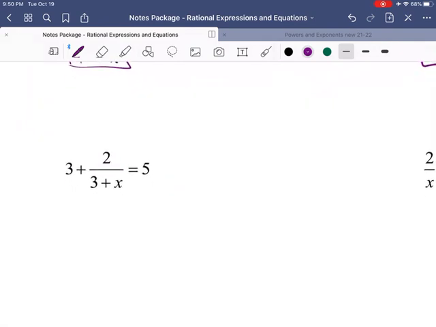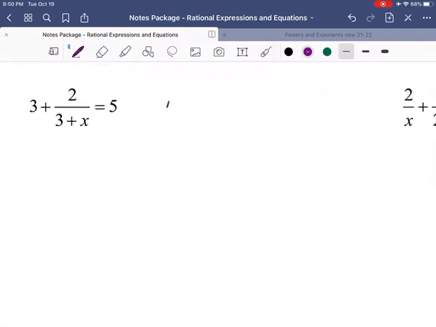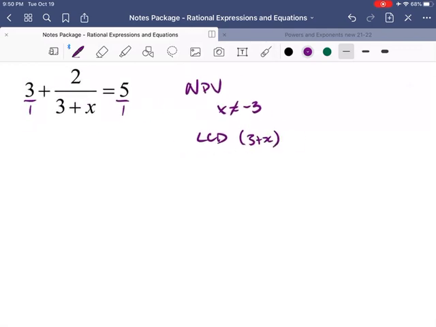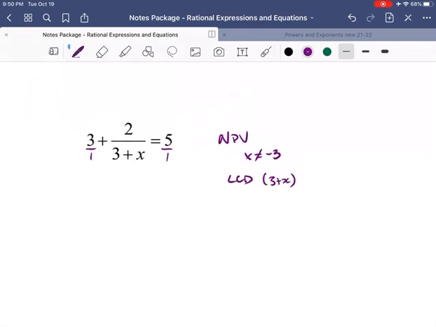Here we've got another example. Let's start off with our non-permissible values. x cannot equal negative 3. That's it. And the LCD is, in fact, 3 plus x. This is a denominator of 1, that's a denominator of 1. So you're going to multiply all 3 things by that LCD.